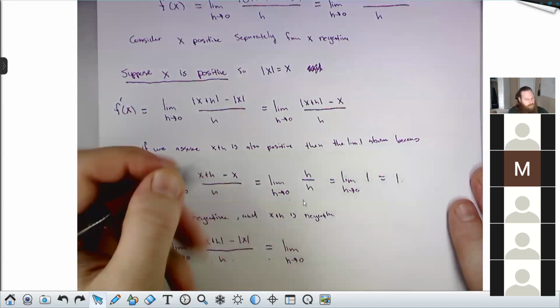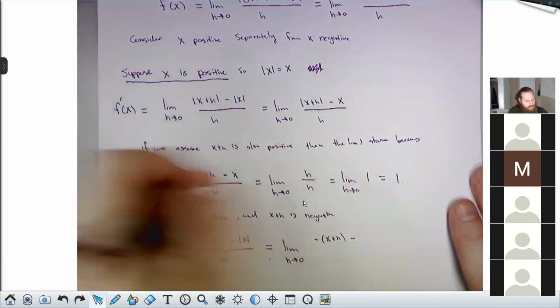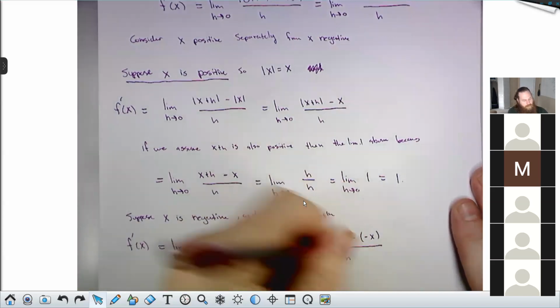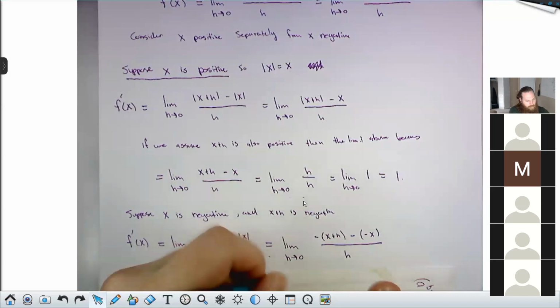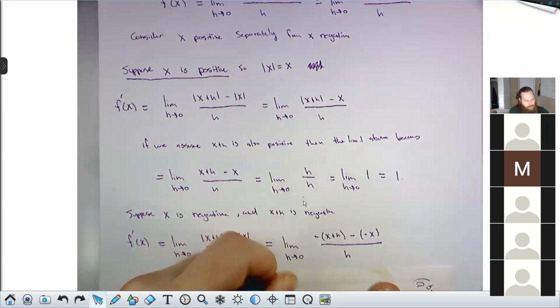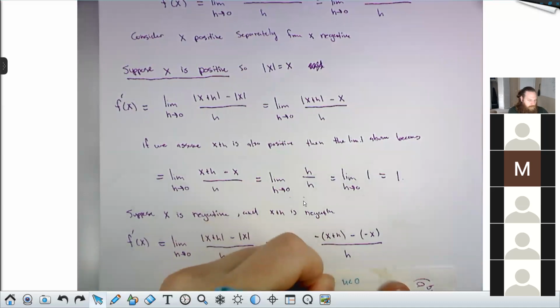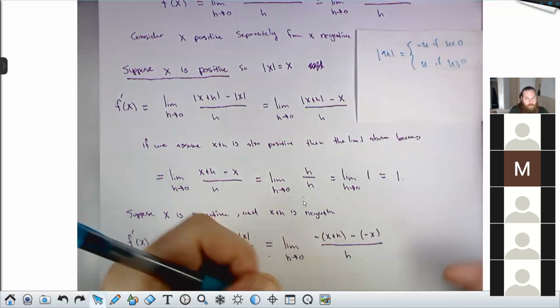We'll have the limit as h goes to 0 of negative x plus h minus negative x, all over h. Because that's what the absolute value function does. If you feed it something negative, it slaps on another negative to make it positive. So the thing that's running in the background here is this definition of absolute value. The absolute value of some stuff, I'll call it u, is equal to negative u if u is less than 0, and positive u if u is greater than or equal to 0. This is what's running in the background here.